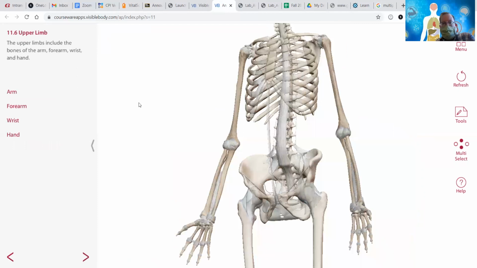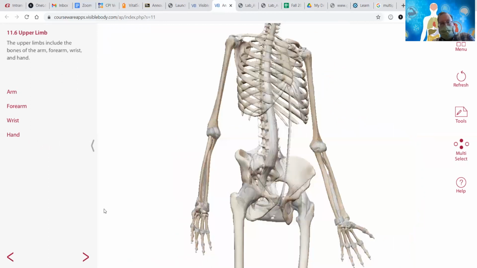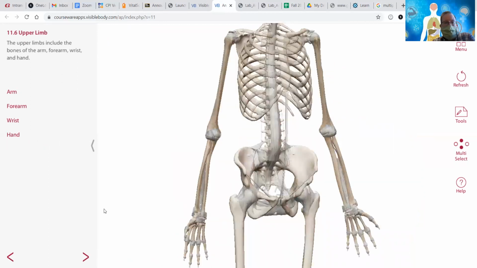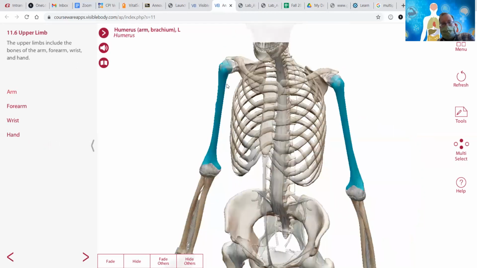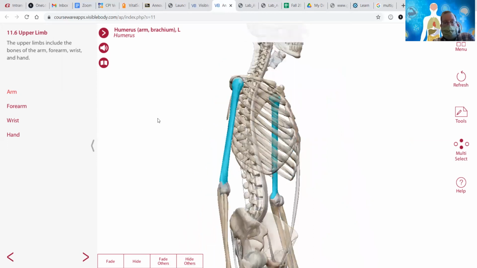All right, so let's stay in the upper appendage and look at a couple of the bones involved with the arm. So again, when we see the word arm, they're really talking about the upper arm, and that singular bone is known as the humerus. You guys have probably all heard of that at some point, I would imagine, the humerus.